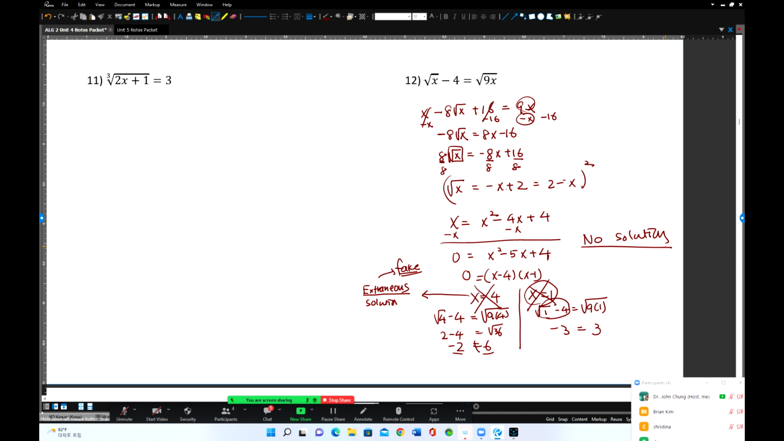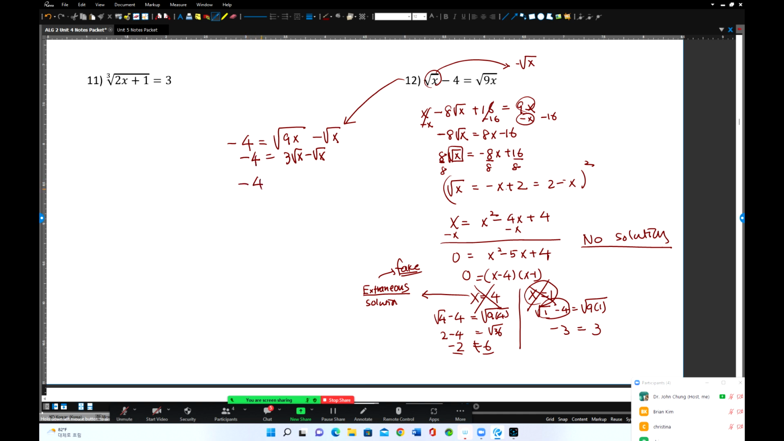Okay? Or maybe you can simplify this one. I'm gonna move this one to the other side. So negative 4 equals square root 9x minus square root x. It's okay. When you move this one, there's gonna be negative square root x, isn't it? Square root 9 is what? 3, right? 3 root x minus another root x equals negative 4.